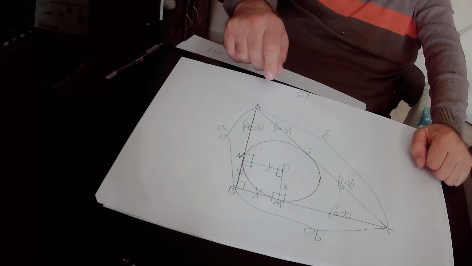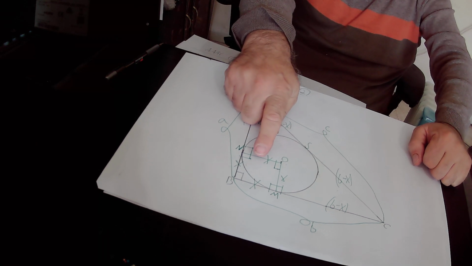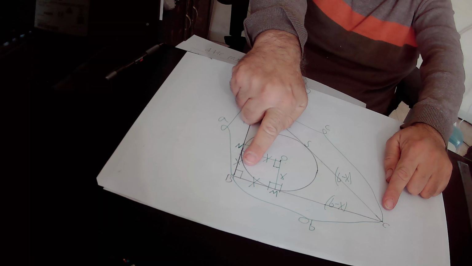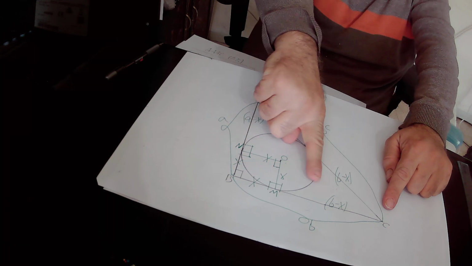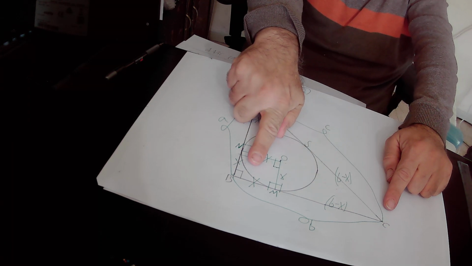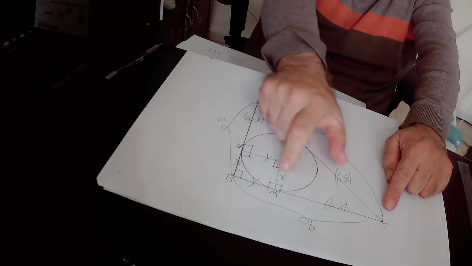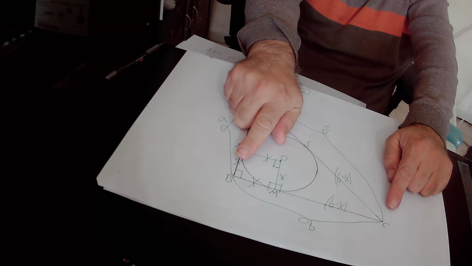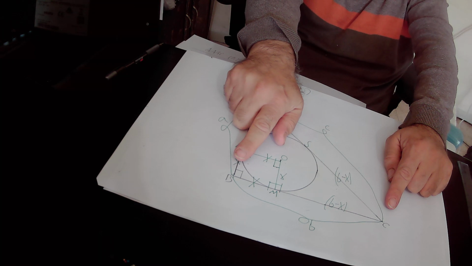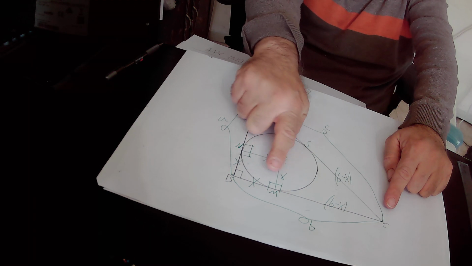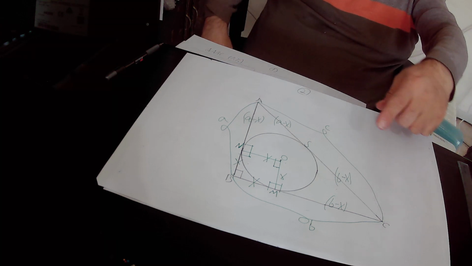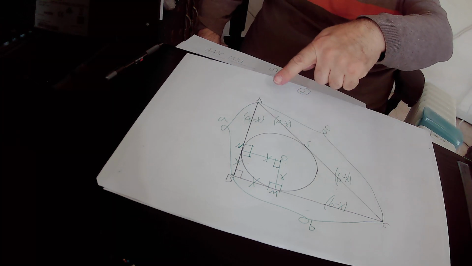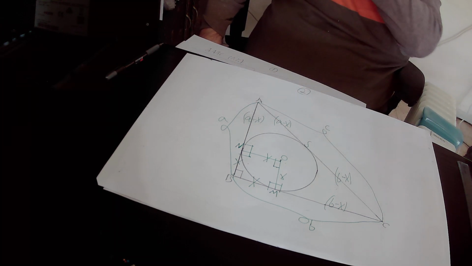So here we have BC is B and BM is X. So BC minus BM is MC. That is to say, MC is BC, that is B, minus BM, that is X. So in total, MC equals B minus X. So MC equals B minus X and AN equals A minus X.